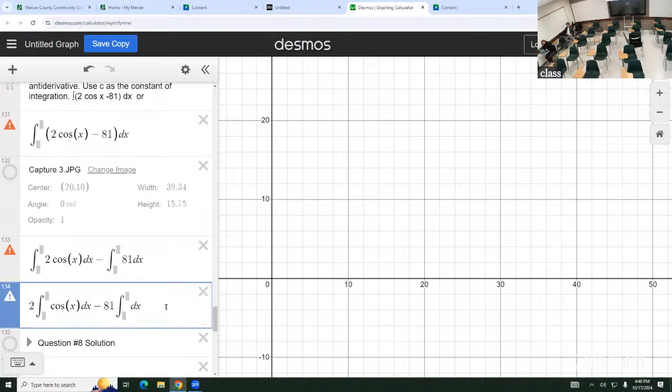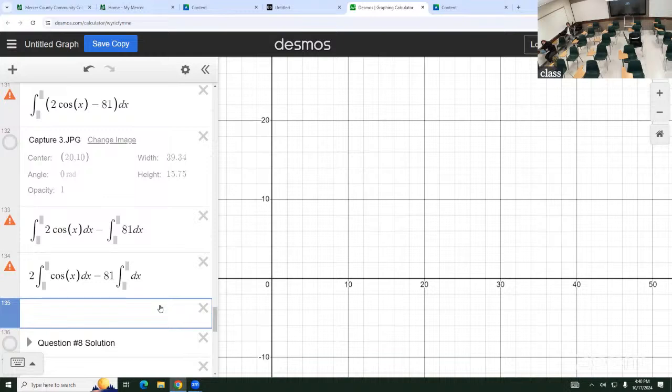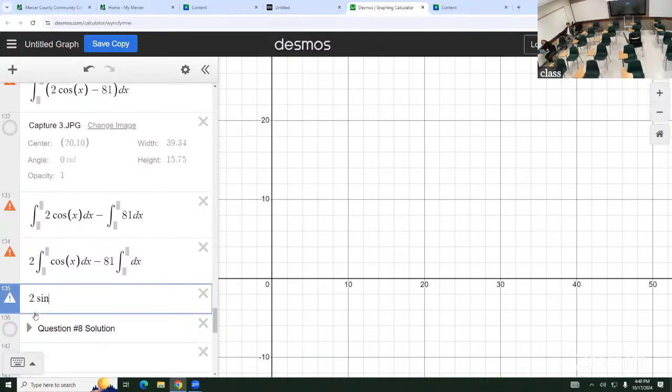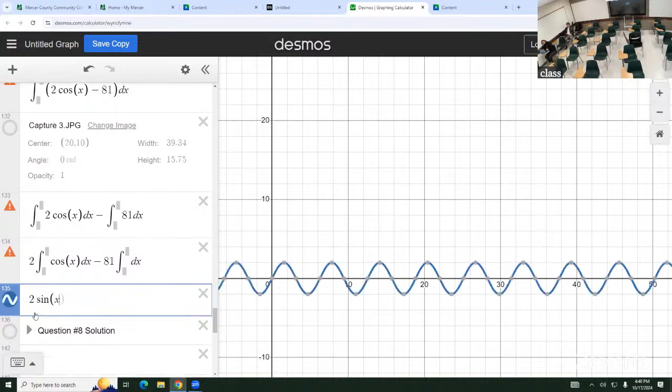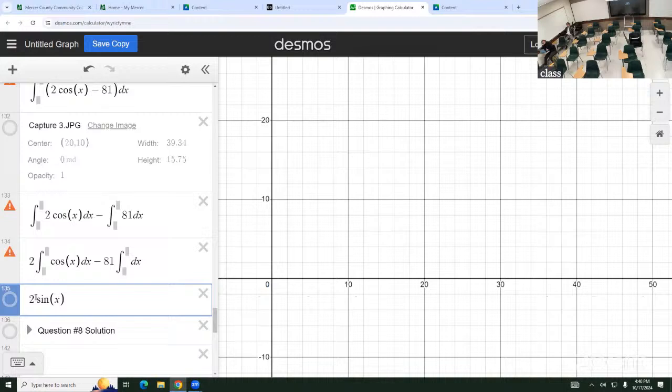Now I have to answer this question: what's the antiderivative of cosine? Okay, sine. One thing I can do is just check it. What's the derivative of sine? It's cosine. Okay, good. So you have to be able to keep it straight: what's the derivative and what's the antiderivative?